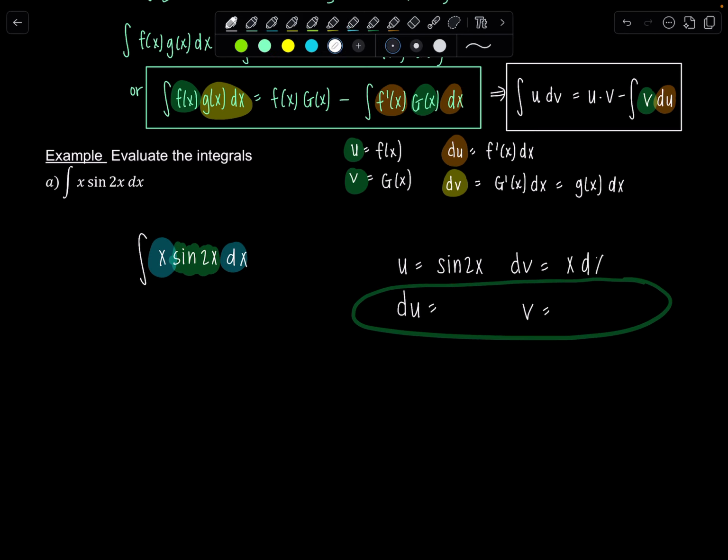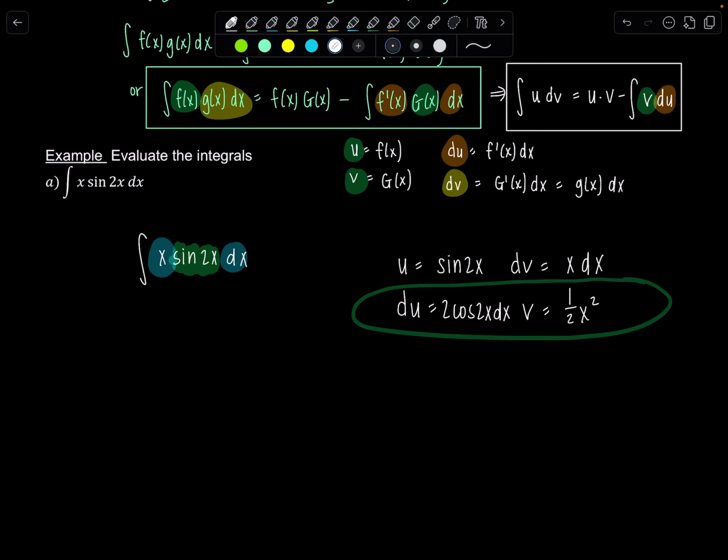I want you to see why this won't work first, okay? The derivative of sine 2x would be 2 cosine 2x dx, because we have to do the chain rule, don't forget. And then how do you get from dv to v? You take an antiderivative. So the antiderivative of x is 1/2 x squared.